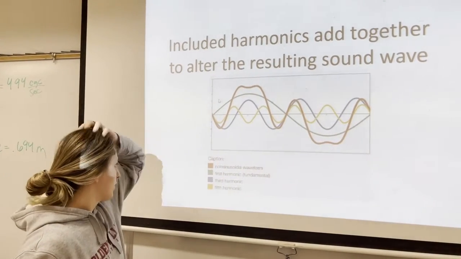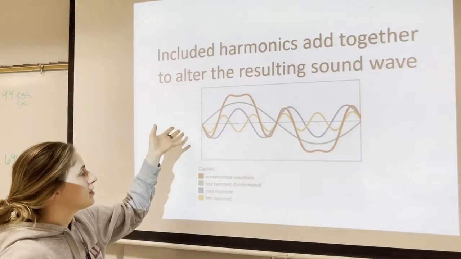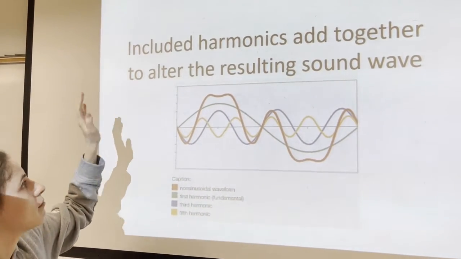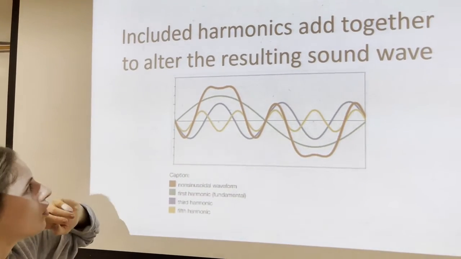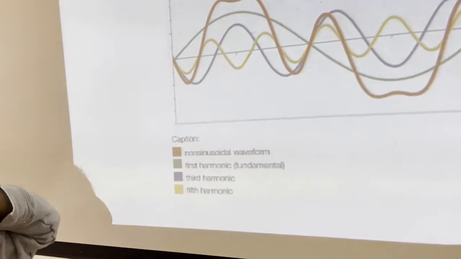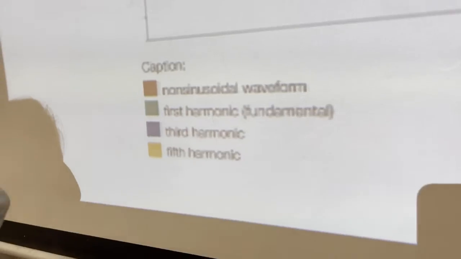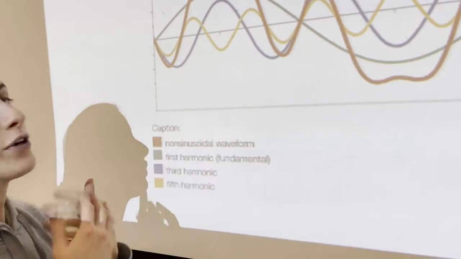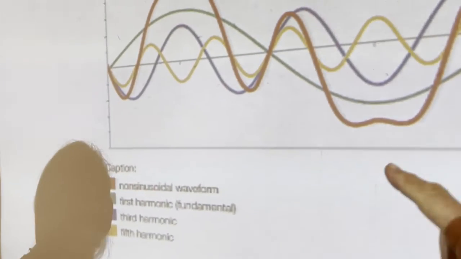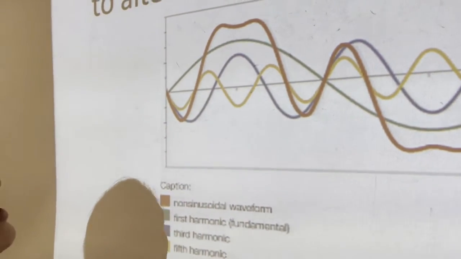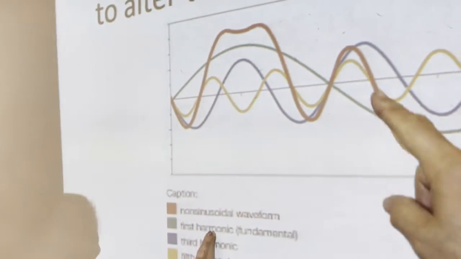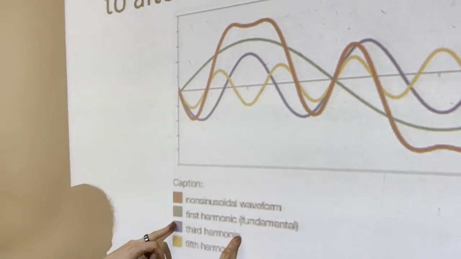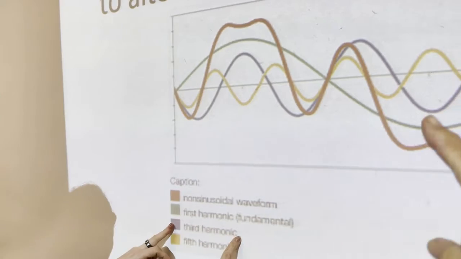So let's talk about this diagram here. This is a little bit more complex. It says included harmonics add together to alter the resulting sound wave. So you've got three different frequencies. The red is the sum. And you've got the green one here, that's the fundamental. That's the longest wavelength. And then the blue one is the third harmonic.